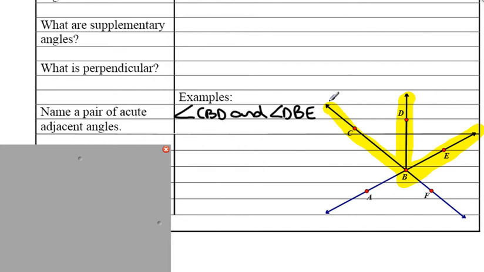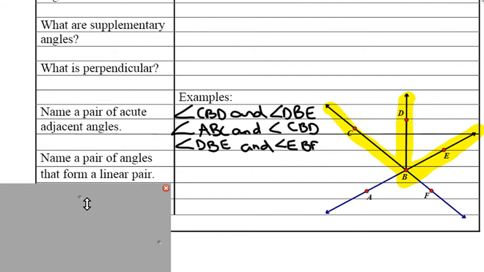Okay, so go ahead and pause the video and see if you can come up with at least one more pair of adjacent angles that are also acute. And there are actually two more pairs, but see if you can come up with one, and then I'll show you my answers. Okay, if you did not get either of these two choices for your answer, raise your hand and let's see what we can do to fix that.